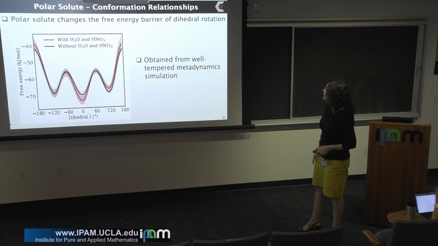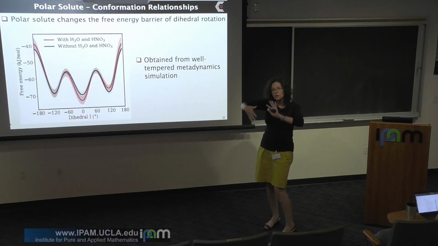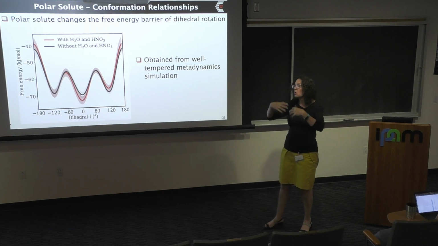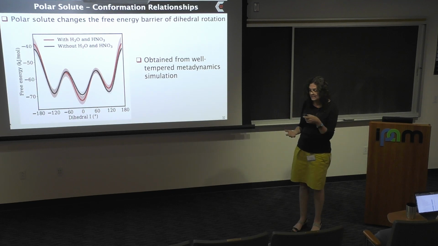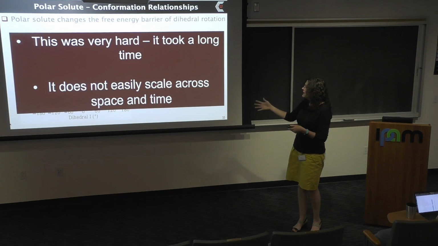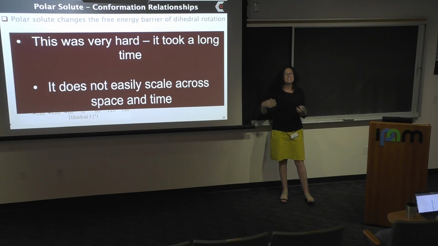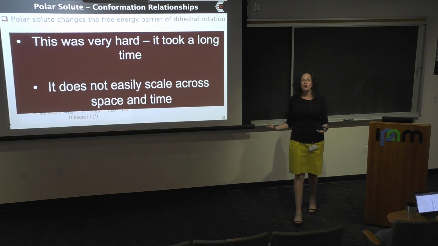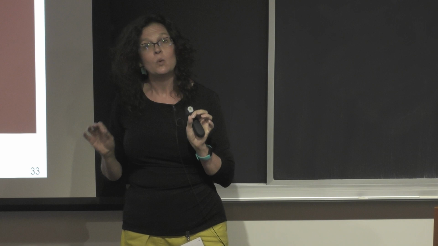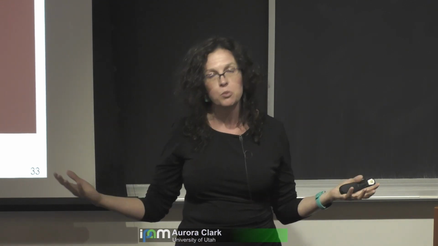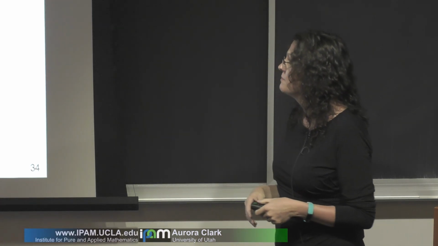And in fact, if you then do something like well-tempered metadynamics to actually probe the conformational energies in the presence of these polar molecules versus nonpolar molecules, you see that you in fact change the energy landscape. But this is all done manually, right? And so this whole process associated with trying to connect structure to energy in this soft matter system is very hard and tedious, and it takes a long time, and it doesn't scale easily with multi-scale processes, multiple time scale processes in a system. So it doesn't scale easily across space and time.